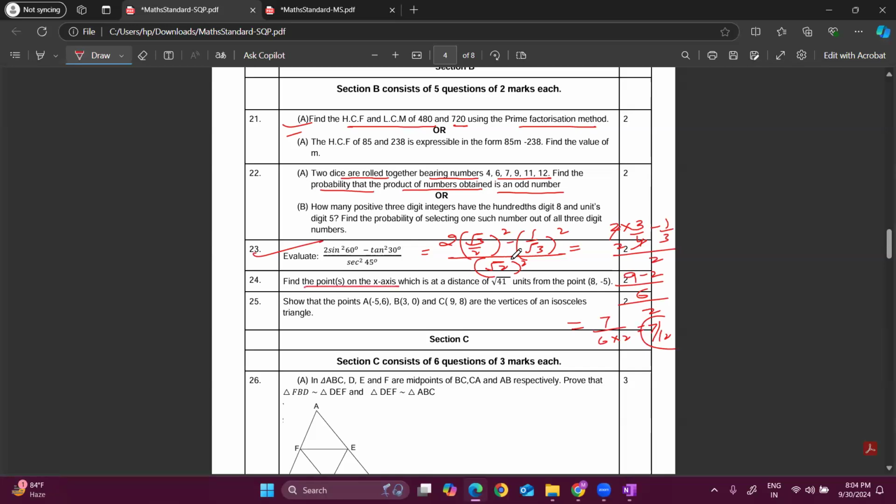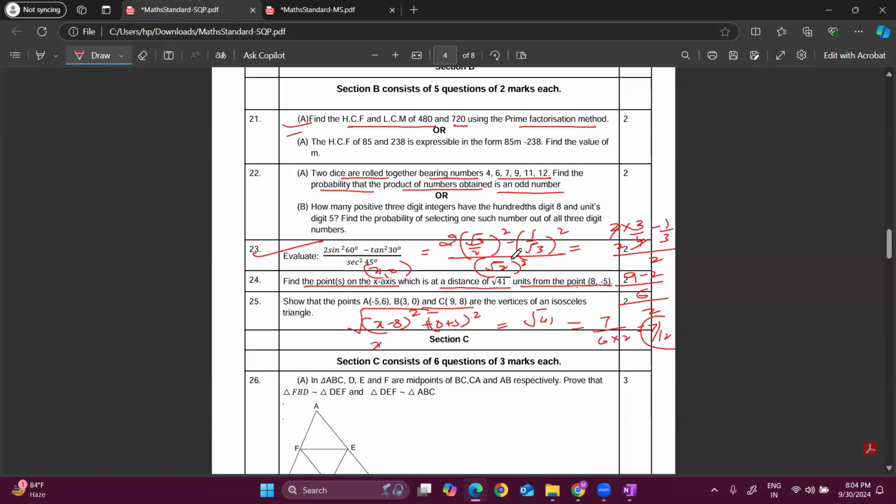Now find the point on the x-axis which is at a distance of root 41 units from the point (8, 5). So it means that the second point will be (x, 0), right? Speak up, children. Then you will find the distance between these two. So under root (x minus 8) whole square plus (0 plus 5) whole square will be equal to root 41, right?